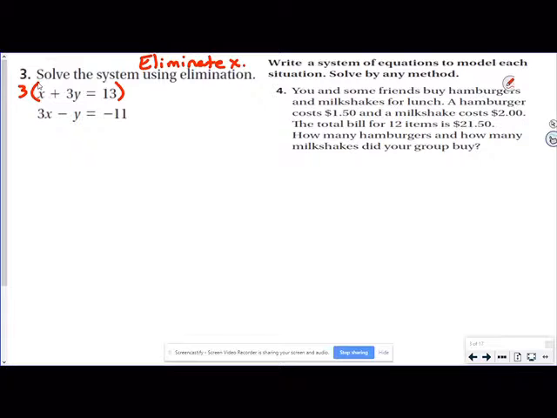And when I want to eliminate x, this 3 right here is what I want to multiply the whole top equation by. That 1 that's in front of that one is what I want to multiply this whole bottom equation by. Watch what happens when I do that. I end up with 3x plus 9y equals 39. And then the other one just stays the same.